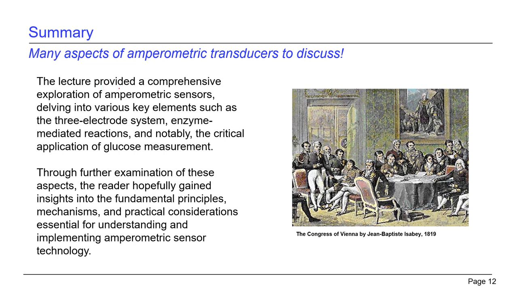Really what we wanted to do was provide a comprehensive exploration of the sensors and only dive briefly into various key elements such as the three-electrode system, enzyme-mediated reactions, and of course what we focused a little bit more on earlier in part 1 of this was the critical application of the amperometric sensor in glucose measurement. Hopefully, a lot of topics here, a lot of different things. Hopefully you gained some insight into the fundamental principles, the mechanisms, and a few of the practical considerations really essential for understanding and implementing amperometric sensor technology.